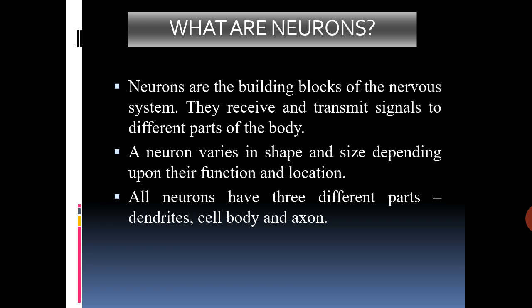So the main function of the neurons is that they are the cells within the nervous system that transmit information to other nerve cells, muscles or gland cells. And most neurons have a cell body, an axon and dendrites. These are the 3 things that are common in all neurons.